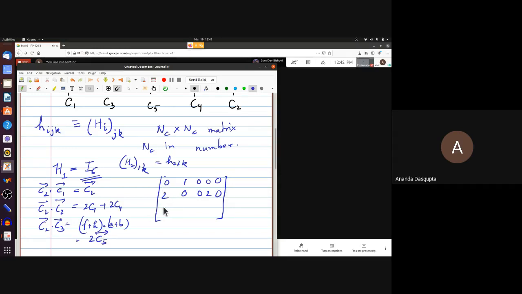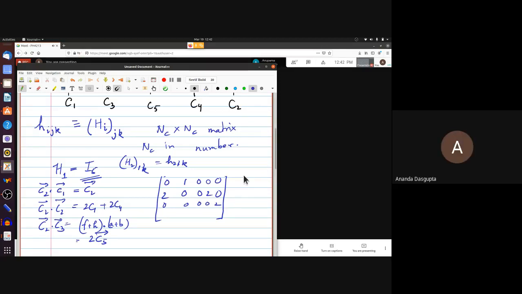So for this matrix H2, the third row will be what? Can anybody read that off for me? 0, 0, 0, 0, 2.